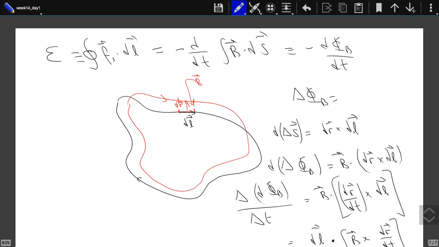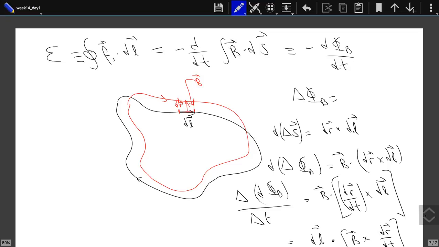So the flux enclosed by my loop did change now due to that motion. And the change in the flux due to that motion is nothing but the flux in this area. Now that area vector, I can just easily write as dr cross dl. This also gives me the direction of that area vector. That is a very small area. So if I multiply it with the B field, take the scalar product, this gives me the change in the flux due to that area element over there.